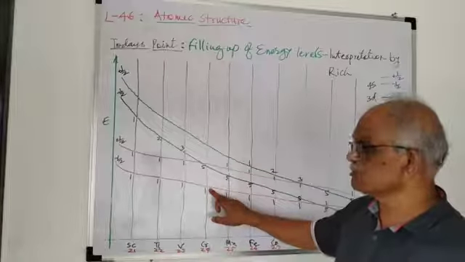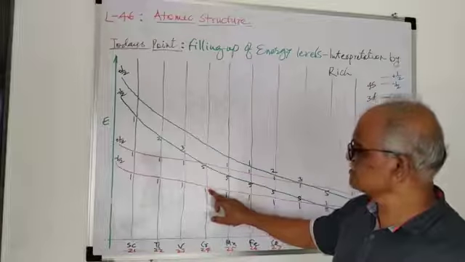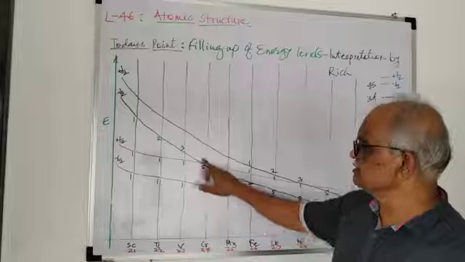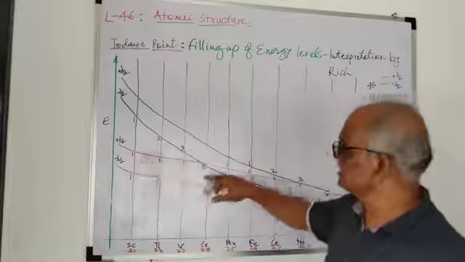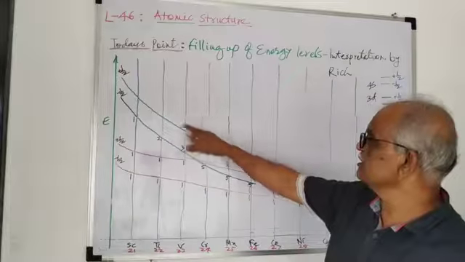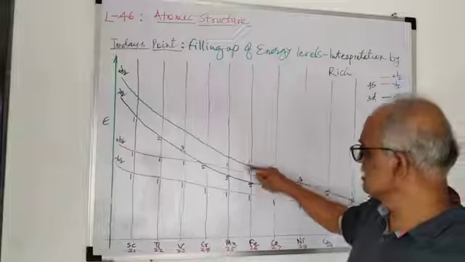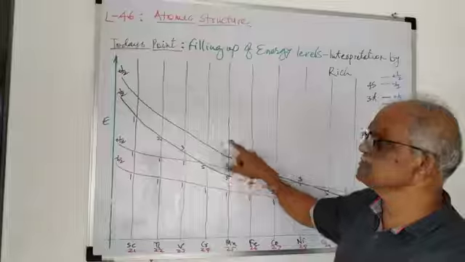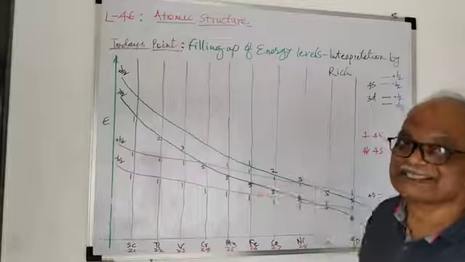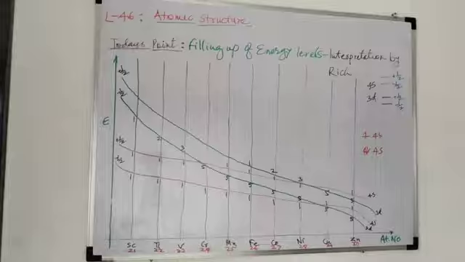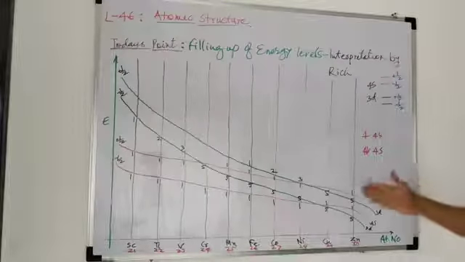Here you will also find that the s subshell is half filled. There is no electron in the s subshell with plus 1/2 spin, and there is also no electron up to this Fe. So Fe has its first electron going into the plus 1/2 spin level of the d subshell. So here you will find that there are various such possibilities.